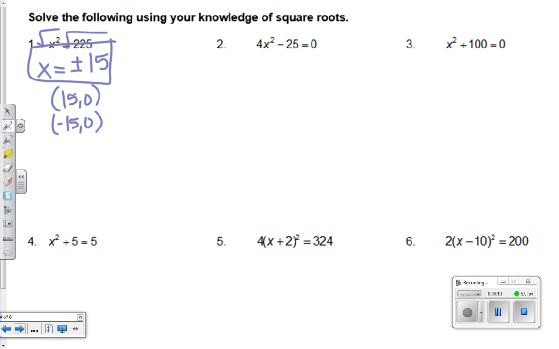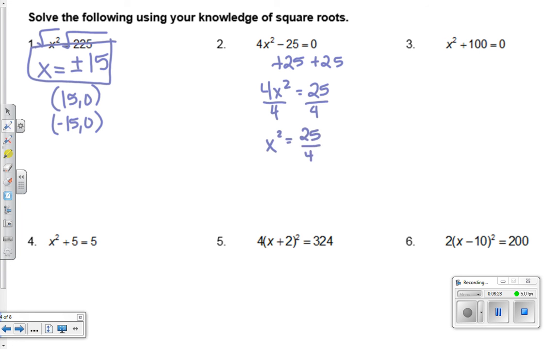Okay, moving on to number 2. This one, again, same thing. We're trying to get x, so I'm going to add 25 to both sides. So 4x squared equals 25. I divide by 4 on both sides. So x squared equals 25 fourths.